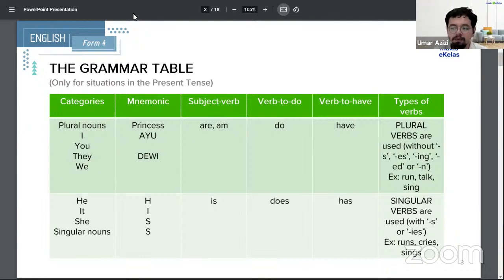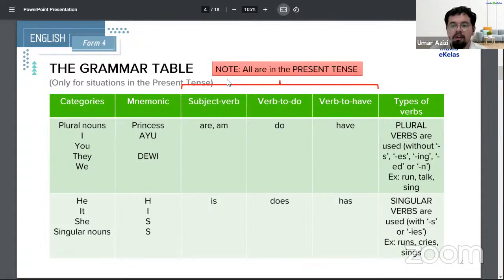Now, singular verbs are used with S or IES. For example, runs. He runs, he cries. Does he cry? He cries every single time for a revolution. So if you know the song, that's an example of it. He cries. He does cry. So again, all are in present tense, which is why it's very important for you to notice this. This grammar table is only applicable for present tense.